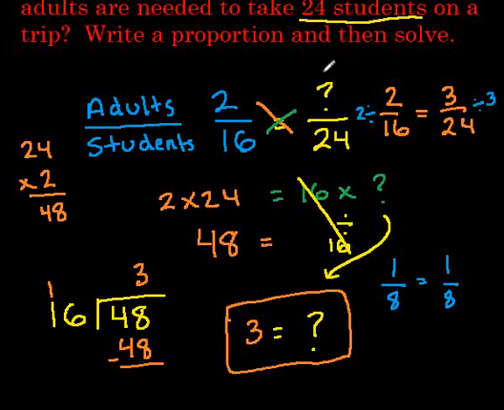But remember, we were looking for the missing number here, and the question was how many adults were needed to take 24 students? The answer is 3, and if I had to label this, 3 adults. Those are a couple of different examples of solving proportions.